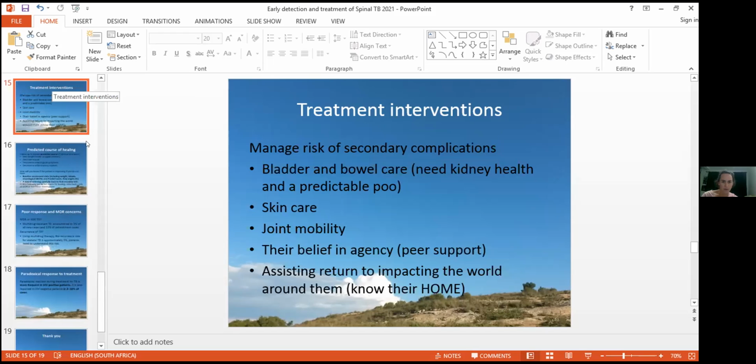So with all of the patients with TB spine, especially those with more severe neurological involvement, managing risk of secondary complications is really important, as I mentioned earlier. And for those who are possibly going to be wheelchair users in the future, they need to have a bladder and a bowel care program, and that is a whole talk in itself, how to get that to happen well in a rural place. Skin care, joint mobility, and they need to believe in their own agency as drivers of their own health and life, and then assisting them to return to the impact in the world around them, and you need to know their home to do that.